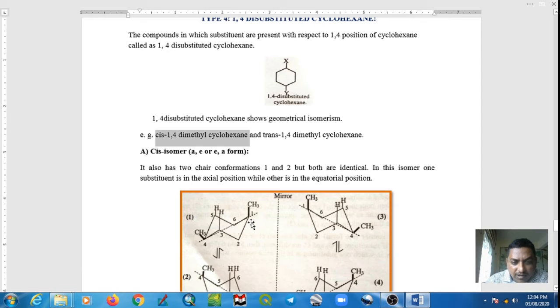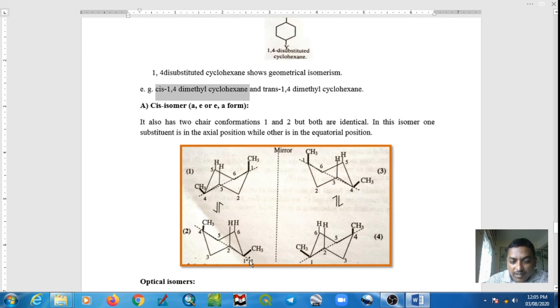What happens after ring flipping? After ring flipping, methyl at C1, which was axial, becomes equatorial. The axial methyl group becomes equatorial, and the methyl which was equatorial becomes axial. So ring flipping converts axial-equatorial into equatorial-axial.